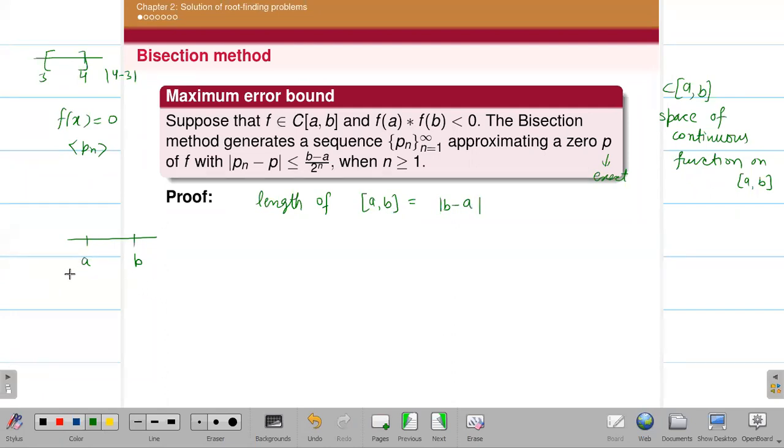So here I am denoting A as A1 and B as B1. So the length will be B1 minus A1.